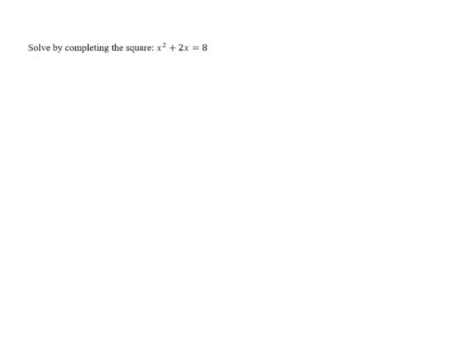Solve by completing the square. X squared plus 2x equals 8. This is already in the form that's ready for completing the square. I'm going to rewrite this and leave a little bit of space for doing the completing the square.